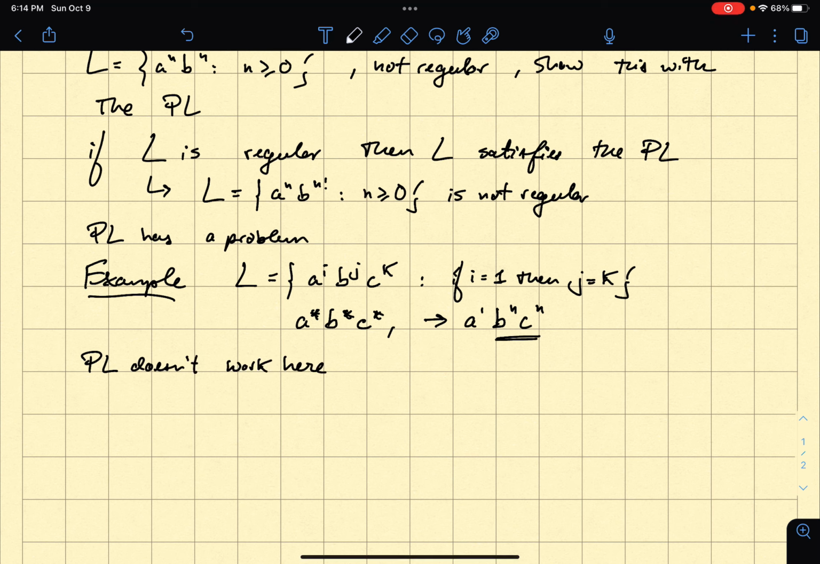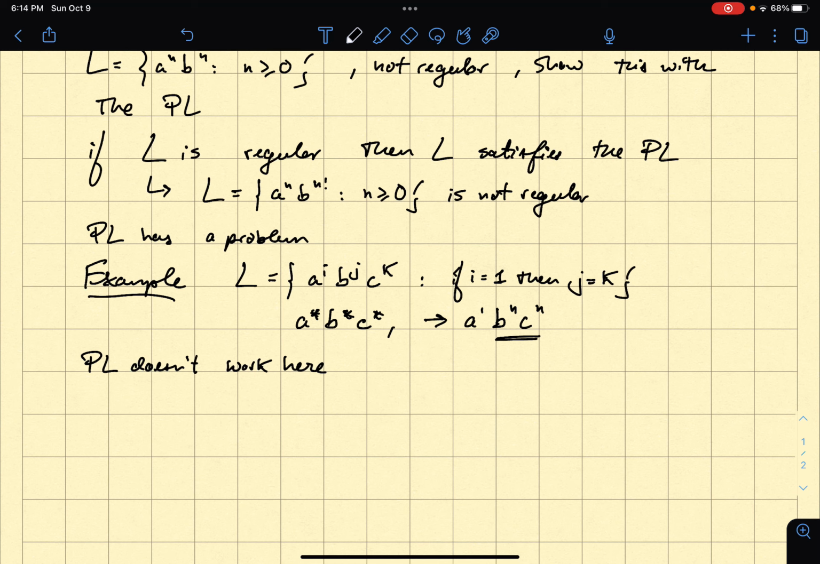I'll post a note to show you why exactly that doesn't work. But essentially the idea is if you try to play this demon game, the demon picks the pumping length p, then for any choice of string that you make, you can always be defeated. That's the idea behind why this pumping lemma argument never works with this particular language.